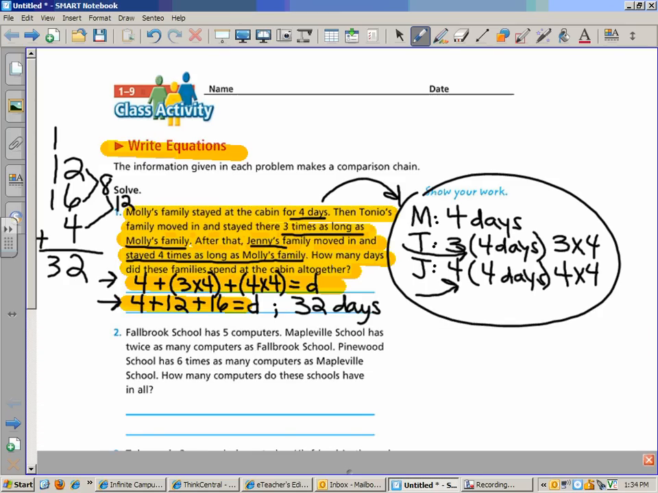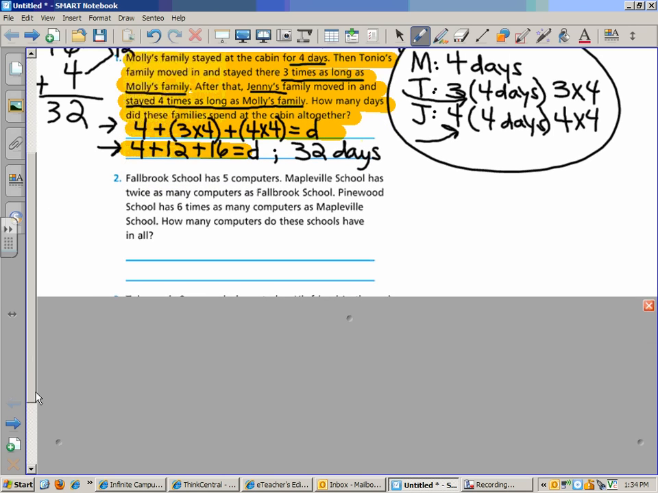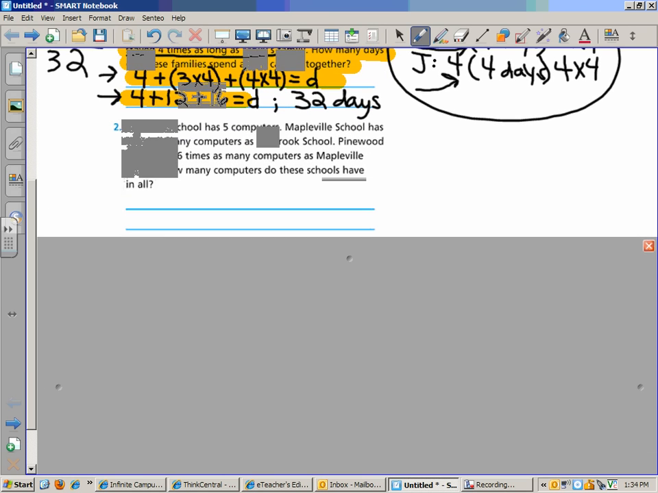Let's do one more here, and then we'll move on to algebraic chains. All right. Fallbrook School has 5 computers. Maplewood School has twice as many computers as Fallbrook.